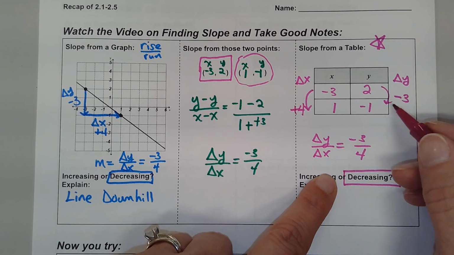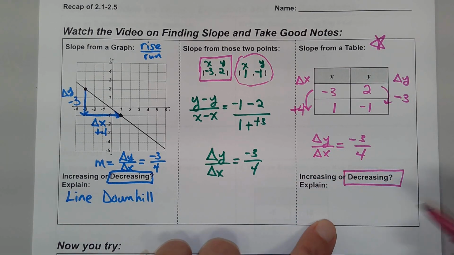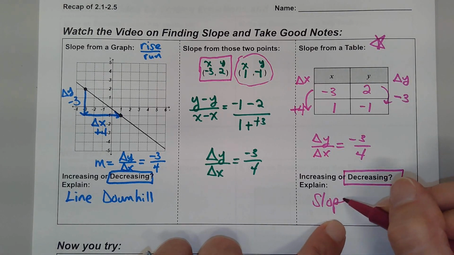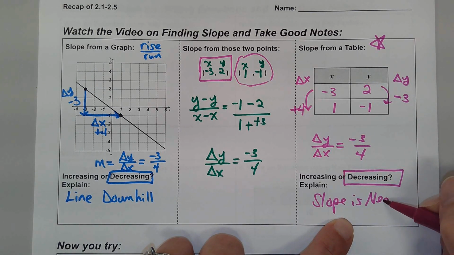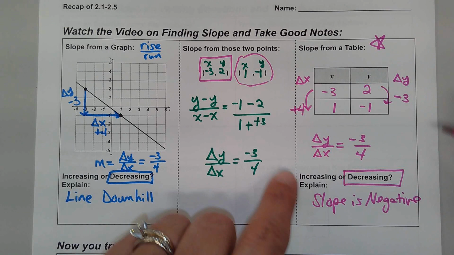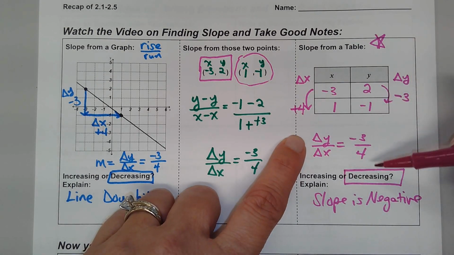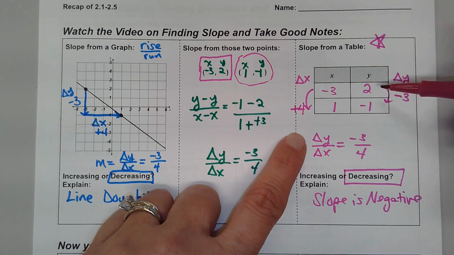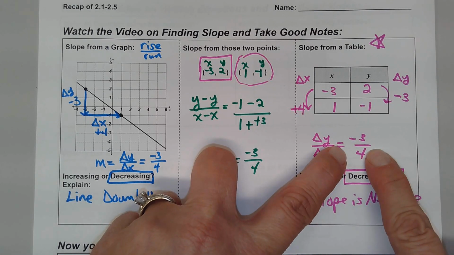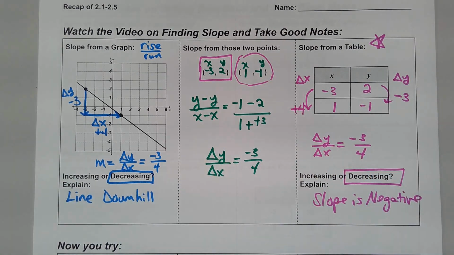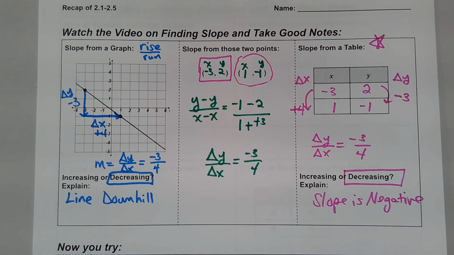Okay, looking at this work, I'm going to say that the reason is that the slope is negative. There's no graph here, so I don't want to say the graph is going downhill. I don't see a graph, but I know that the graph would be going downhill since the slope is negative. Okay, please try the problems.